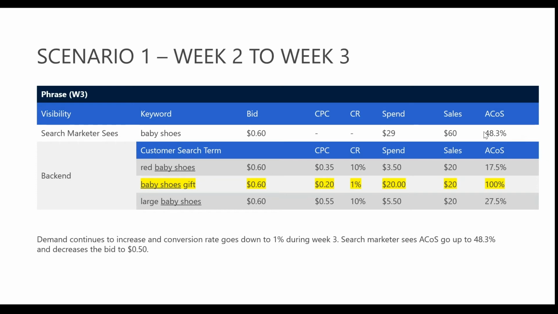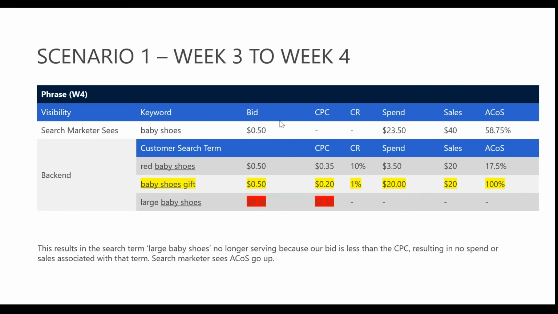The search marketer decreases the bid to 50 cents. What's actually happening on the back end is they've put themselves out of the auction, because now that their bid is lower than what the cost per click was for a customer search term, they're no longer getting that placement. Sure, they're no longer getting the spend, but they're also no longer getting the sales. And because the bid is still greater than the most inefficient customer search term, they essentially just lost efficient sales.